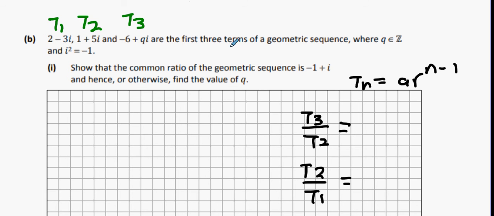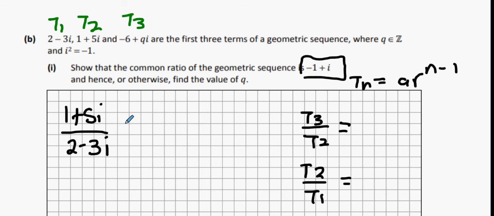Okay, so here's the first thing we're going to do. T2 over T1, so 1 plus 5i divided by 2 minus 3i. Now remember, to get rid of the denominator, we want to prove the answer is minus 1 plus i. We need to multiply the bottom by the conjugate. The conjugate is you go to the middle of the complex number, that's the denominator, and you change the sign. So I'm going to multiply top and bottom by 2 plus 3i, top and bottom. Now I'm going to multiply this out.